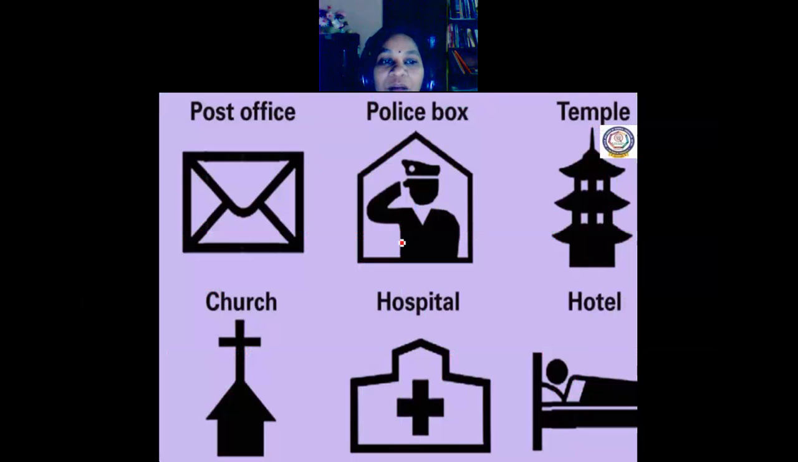See this one, this is for a post office, they will use this symbol. For a police box or police station, they will use this one. For a temple, like this. If it is a church, it will be like this.